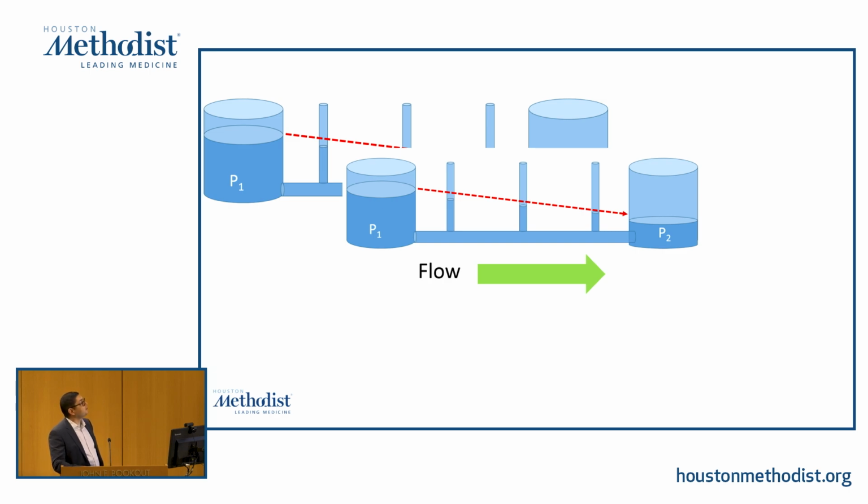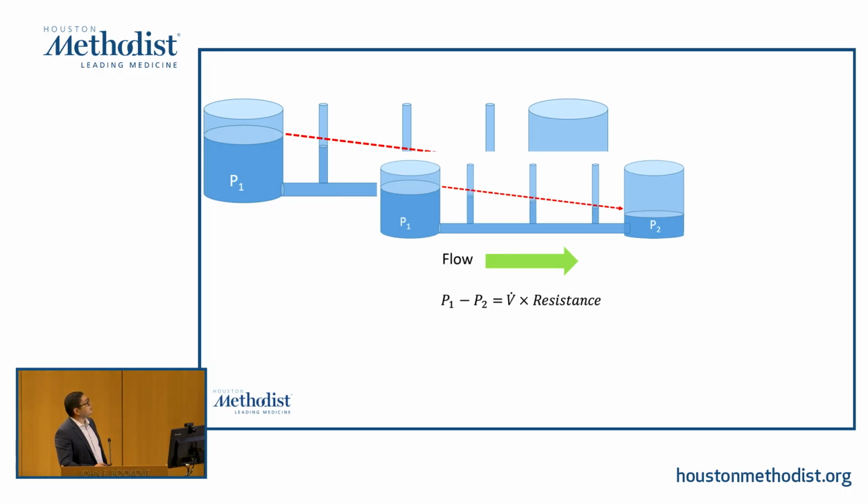Okay, so back to physiology. As we all know, fluid moves from the higher pressure to the lower pressure, and that's the way the flow goes. So if we apply the formula, the pressure difference from the higher pressure to the lower pressure equals the flow times the resistance of the circuit or the tubing that the flow is going through.